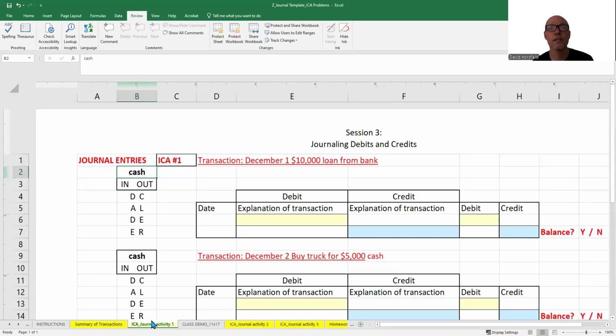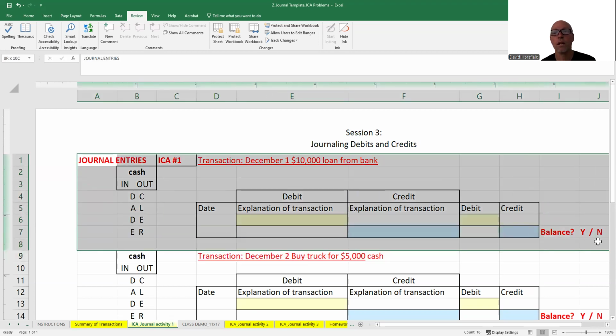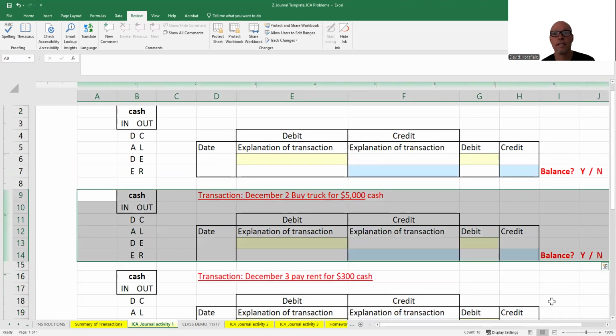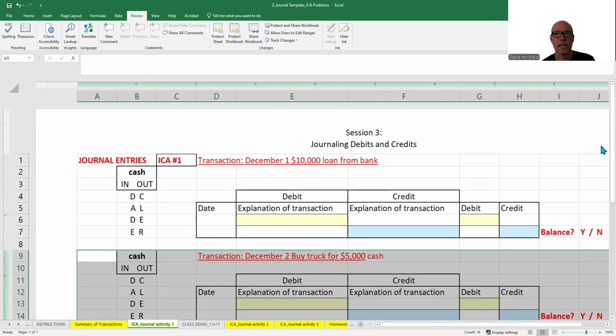This video is all about getting a sense of how this journal worksheet is constructed, what's in it. So here it says journal entries, and here's the transaction. From here through here relates to this first transaction. From here through here relates to the second transaction. So you can get a sense of how this is laid out.